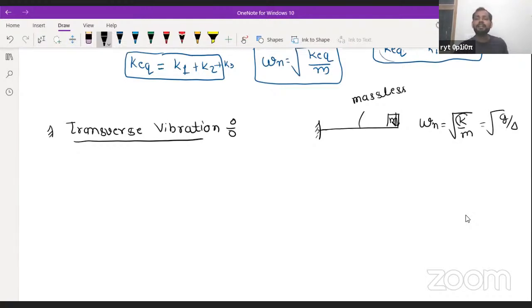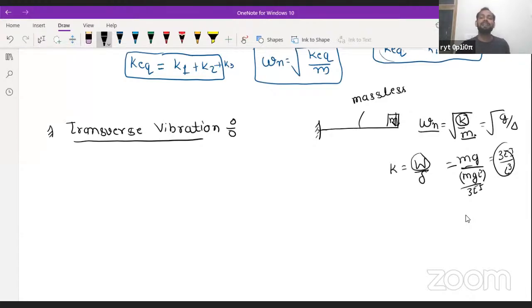But how can you calculate the stiffness of that beam? You know the deflection of the beam, because k is nothing but W divided by delta. What force is acting on the beam? That is nothing but mg. And what is the deflection under that mass? In this case, as you know, it is mg L cube over 3EI. So from here you can calculate the stiffness of the beam, and you already have the value of the mass. When you put it here, you get the natural frequency.